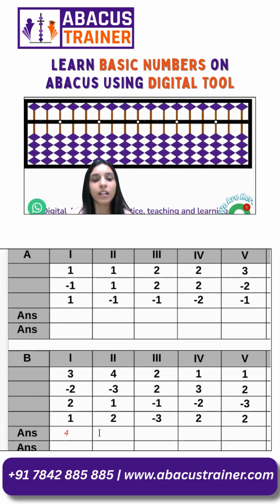My answer is 4. Next question. 2. Okay. For 2, how many beads? 1 and 2. Again 2. For 2, how many beads? 1 and 2. 2 beads. Now minus 1. I'll bring 1 bead down. Minus 3. I'll bring 3 beads down. My answer is 0. Okay.